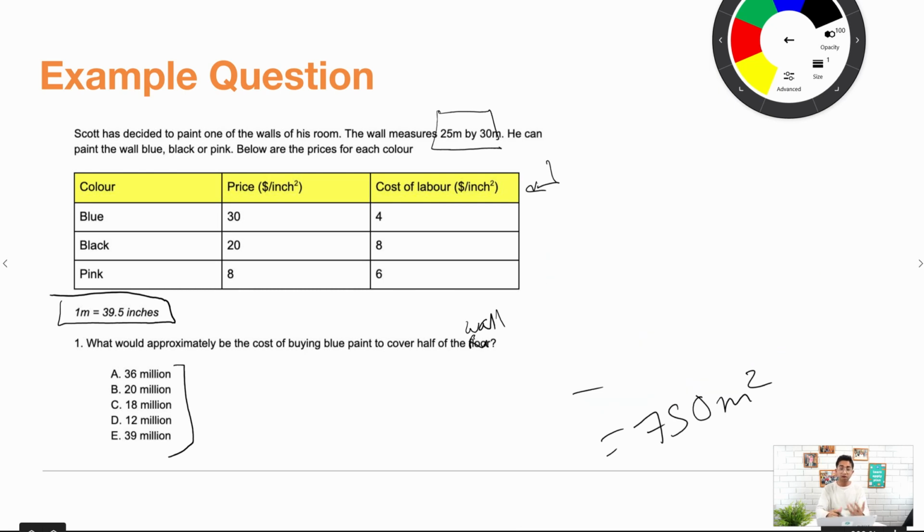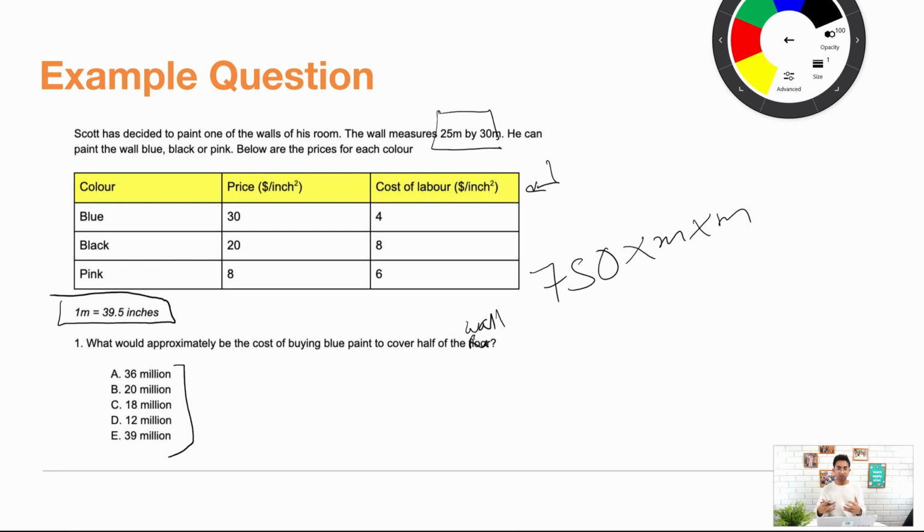Now they tell us 1 meter is 39.5 inches, which means 750 meters squared is the same as 750 times meters times meters. So we'd have to convert it into inches twice effectively. Obviously, to go from meters to inches, we're going to have to multiply. So in this case, it's going to be 750 times 39.5 times 39.5. Now that's going to be your total area.